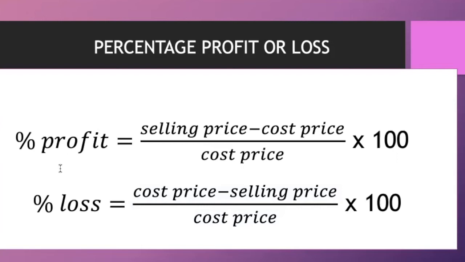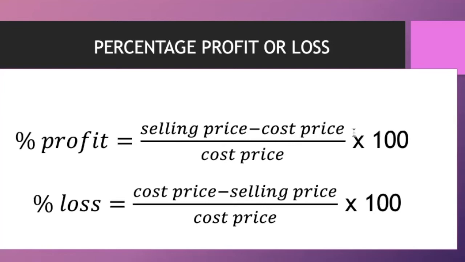Now we're going to look at percentage profit or loss. Now I have two different formulas. When I have percentage profit, it is different from the percentage loss. For the profit, just look at it this way. If I have my profit, it means that whatever I sell my goods for, it should be greater than the cost price. Once it's greater, I am making extra money. So that's why we have selling price minus the cost price over the cost price times 100 because it's a percentage.